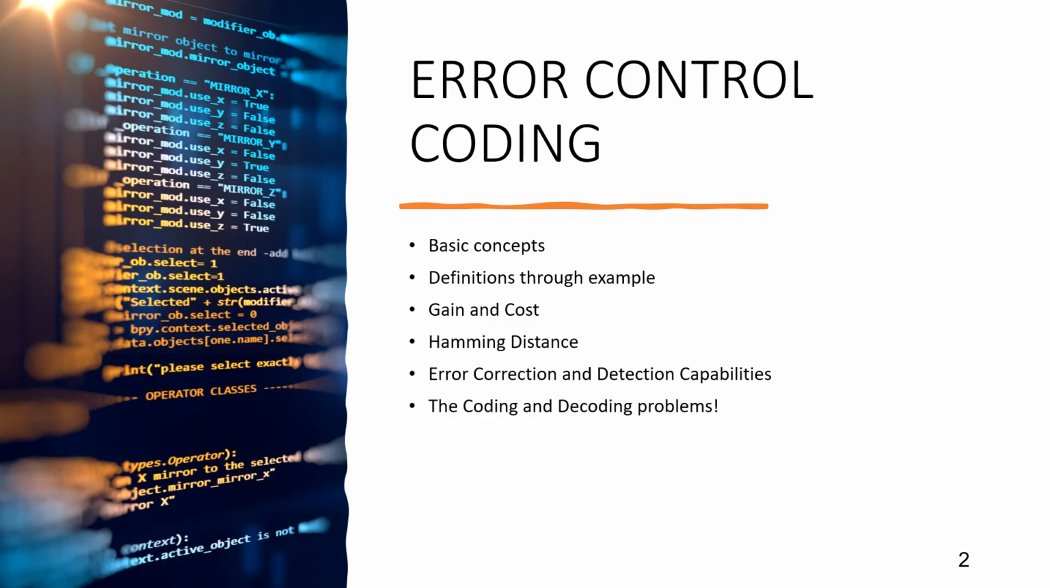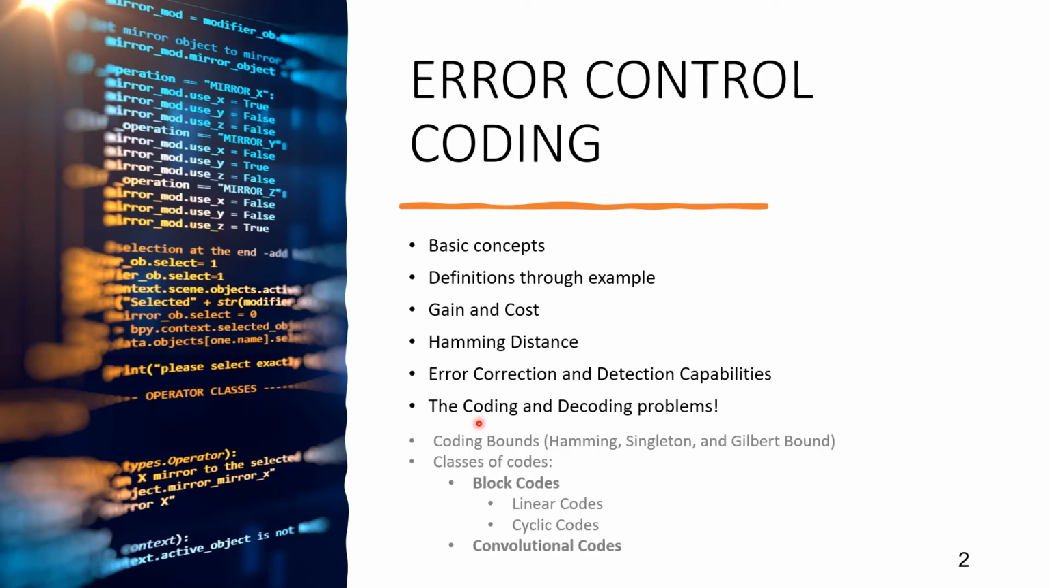The outline of the presentation goes like that. We will start with the basic definition of error control coding, then definition of basic terminology through example, the gain and cost of using coding, Hamming distance, error control versus error detection, and then we'll look at the problem from the top. We'll look at the coding and the decoding problems.